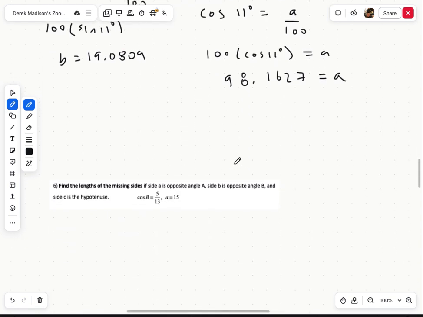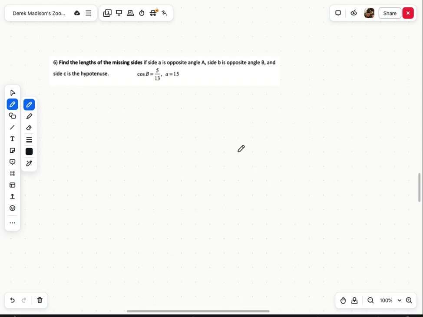Okay, this next one is a little bit tricky. Not too terrible, but a little bit. So find the lengths of the missing sides, and this is just that same definition, side A is opposite angle A, etc. And we're being given this information. So we know side A and we know the ratio. So let's take a look at cosine.